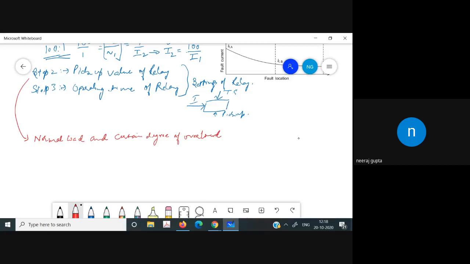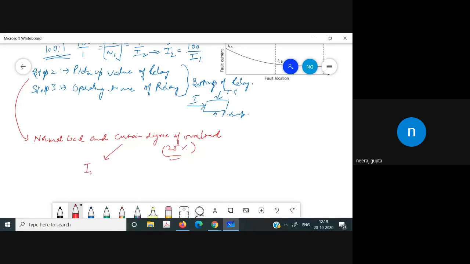A certain degree of overload is, say, 25% of the overload it can carry, so it depends upon the type of application. The pickup value is selected in such a way that the relay can carry the normal load and a certain degree of overload. This value is more than the allowable maximum load.